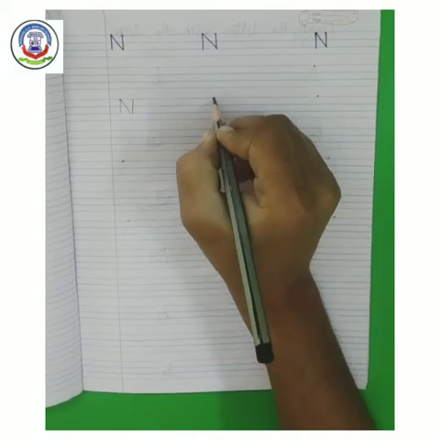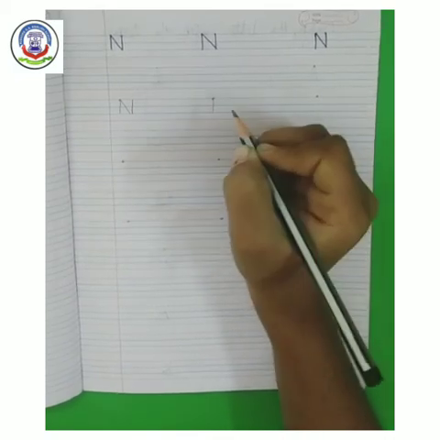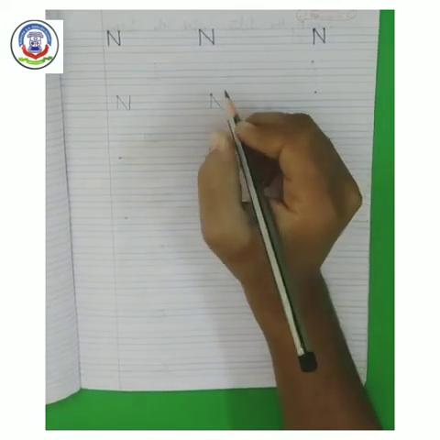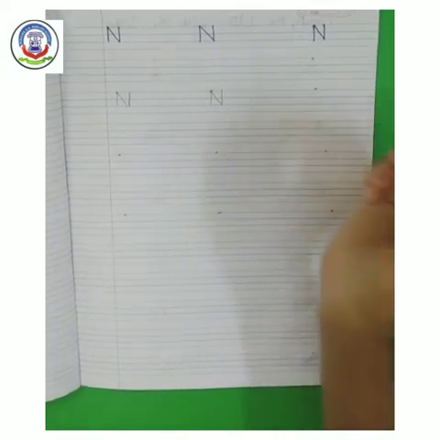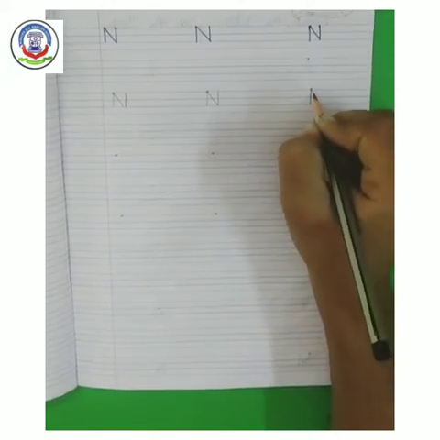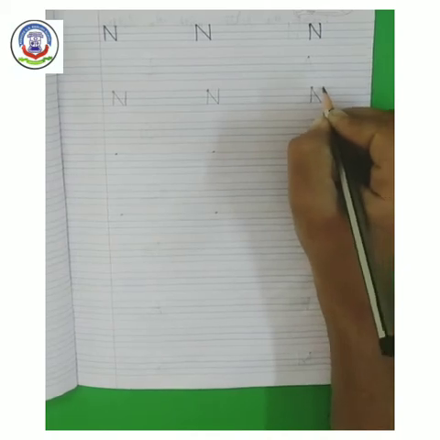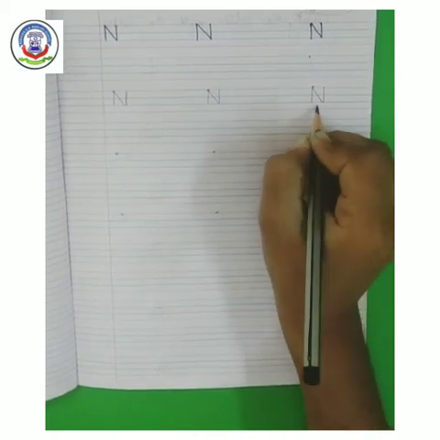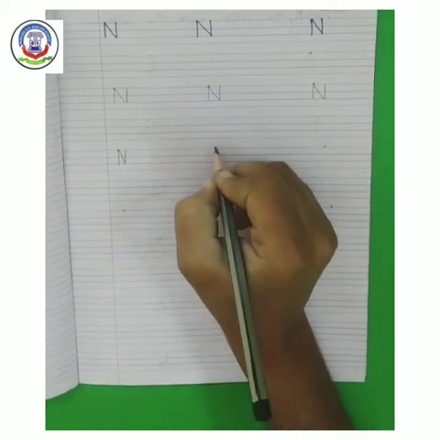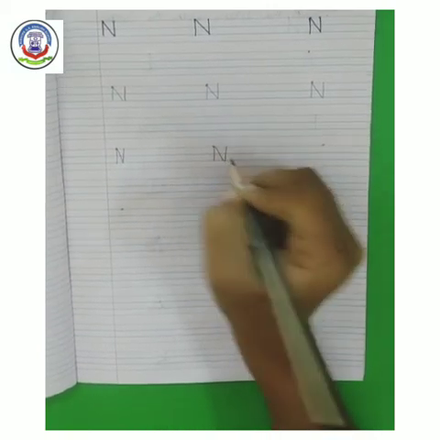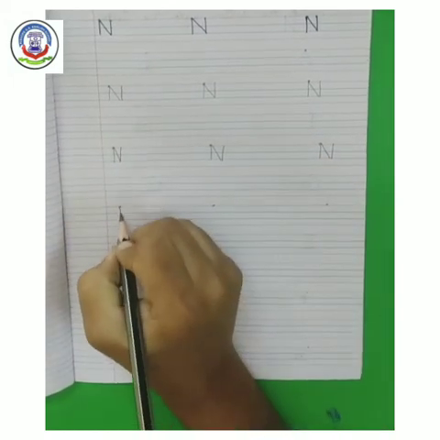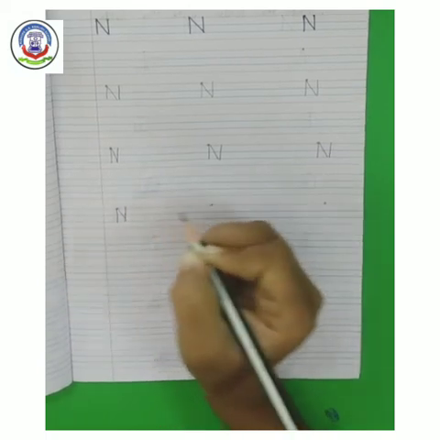Okay, now see here. Make a standing line like this, then a slanting line and then a standing line, N. Again make a standing line, slanting line and one more standing line, N. N says na, na, na, nest. N says na, na, na, nose.